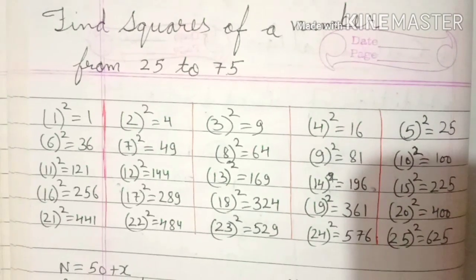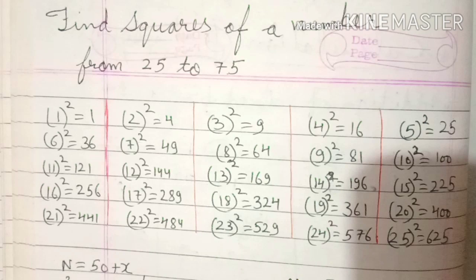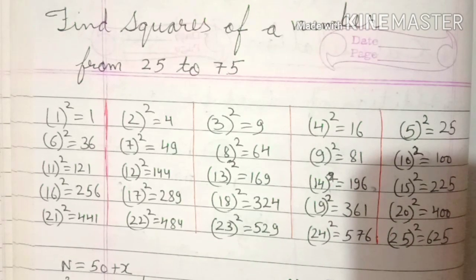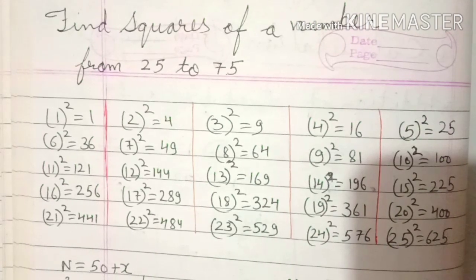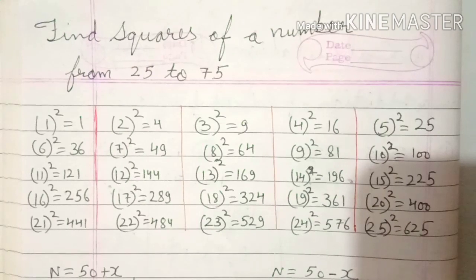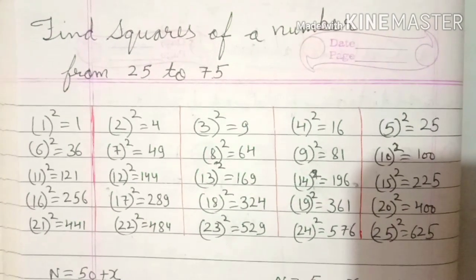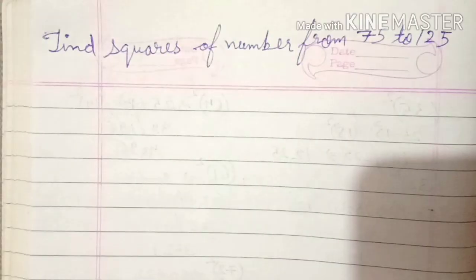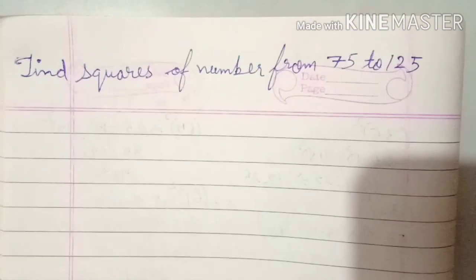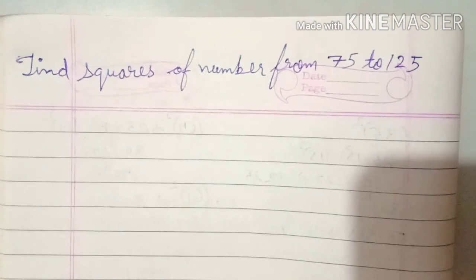As in our last class, we learned the method to find the squares of a number from 25 to 75 without too much calculation. Hope you all understood and practiced. Today we will start how to find the squares of a number from 75 to 125, the third class of our calculation technique.